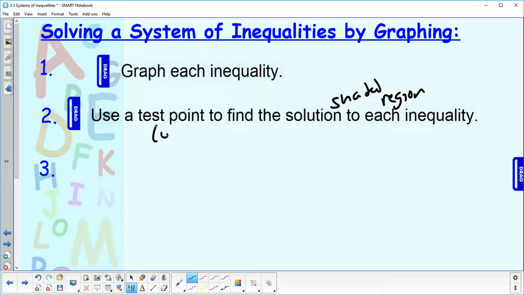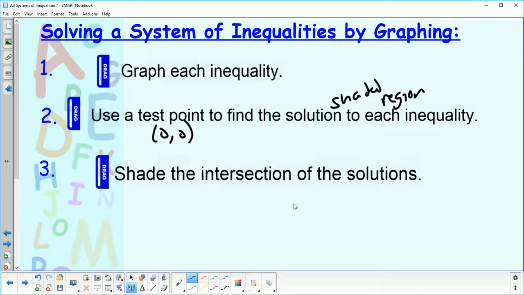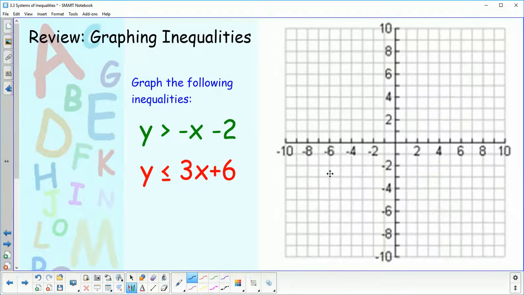And our test point is 0, 0. Usually. Sometimes we can't use 0, 0, remember, if your line goes through there. So 0, 0 is an easy one to use, but we can't always use it. And then finally, you're going to shade the intersection of the solution. So we want to find a test point that is true for both inequalities. If that happens, that's the region we want to shade.